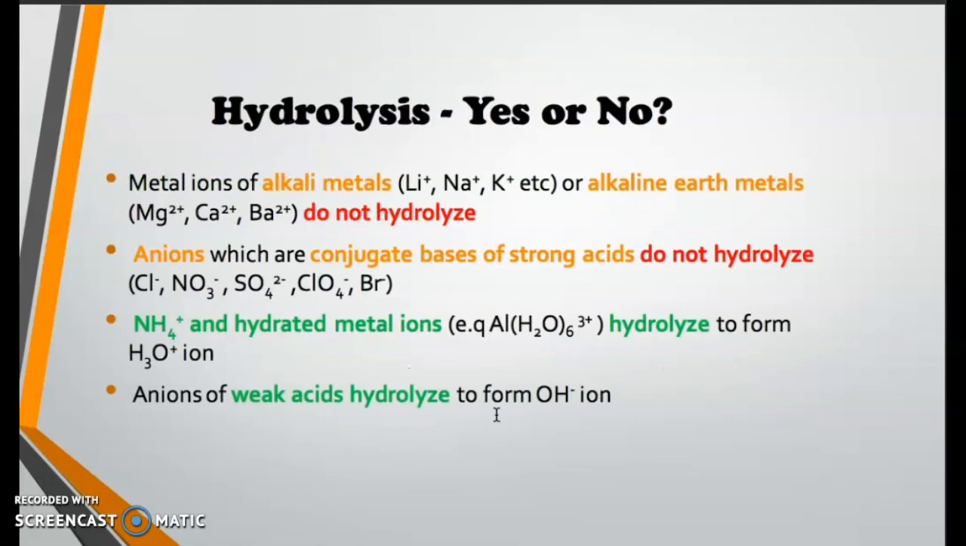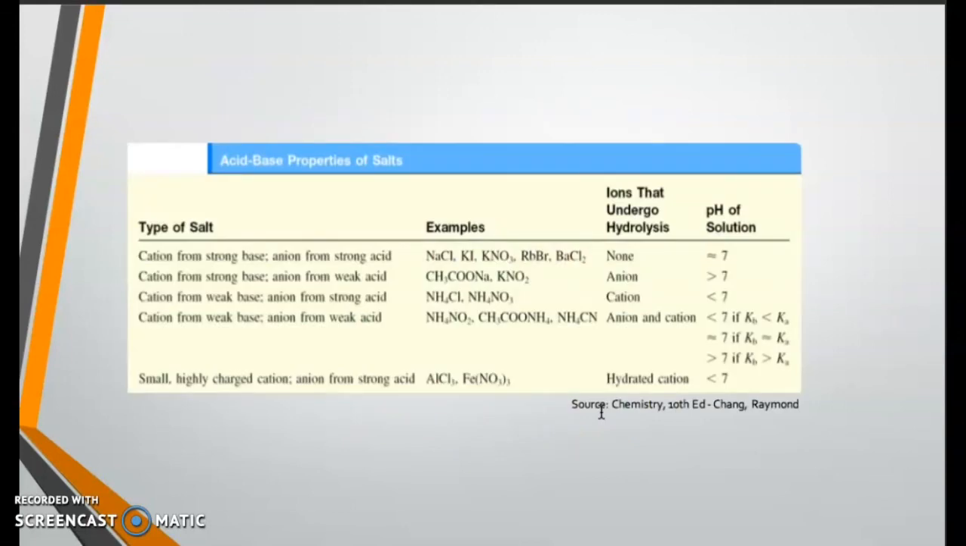Hydrolysis, yes or no? Metal ions of alkali metals, such as lithium, sodium, potassium, or alkaline earth metals, do not hydrolyze, and ions which are conjugate bases of strong acids do not hydrolyze. Ammonium ion and hydrated metal ions hydrolyze to form hydronium ion, and ions of weak acids hydrolyze to form hydroxide ion. This is the example of acid-base properties of salt.